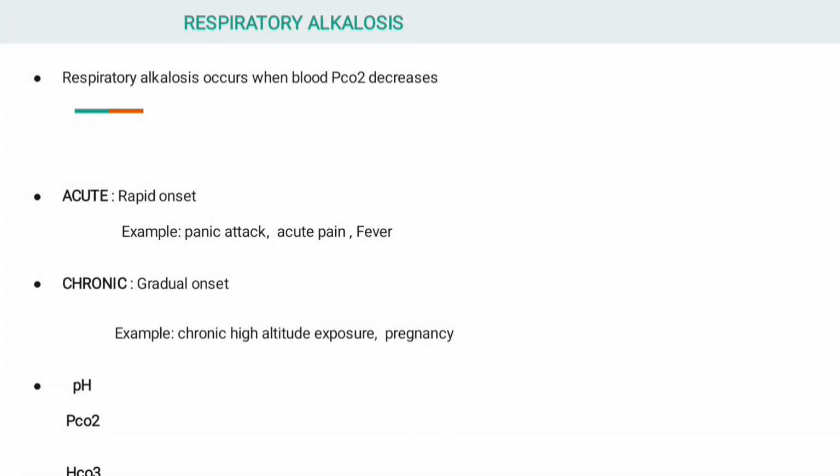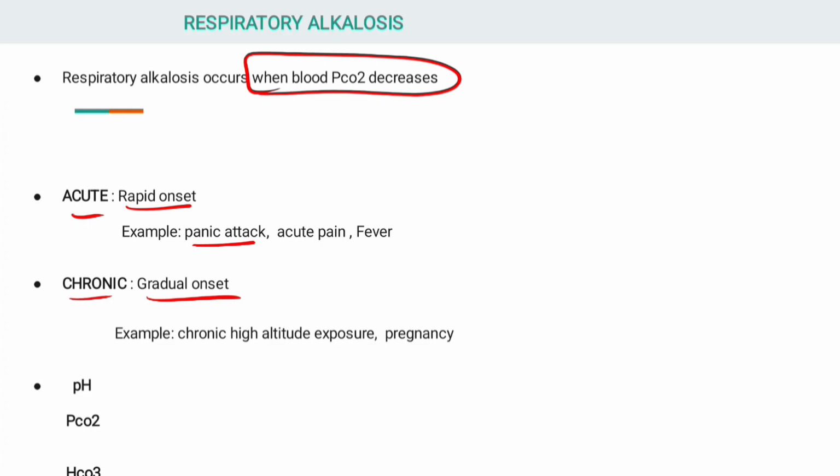So what is respiratory alkalosis? Respiratory alkalosis occurs when blood PCO2 decreases. It is also of two types: acute, which is rapid onset, and chronic, which is gradual onset. Acute respiratory alkalosis is seen in panic attacks, acute pain and fever. Chronic respiratory alkalosis can be seen in chronic high altitude exposure and pregnancy.